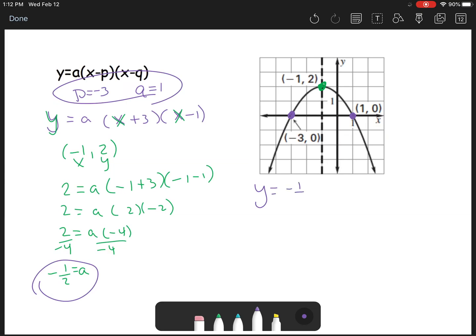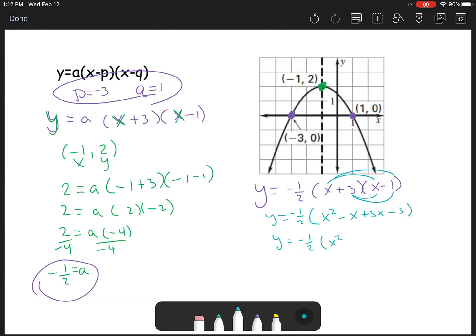So we would have the intercept form of y equals -½ times (x plus 3) times (x minus 1). And then to write this in standard form, we just need to multiply. So we can use our FOIL or our box method. x times x would be x squared. x times -1 is -x. 3 times x is 3x. 3 times negative 1 is negative 3. Well, we can combine our like terms, so we would have x squared plus 2x minus 3.